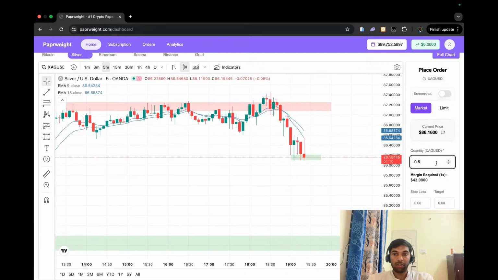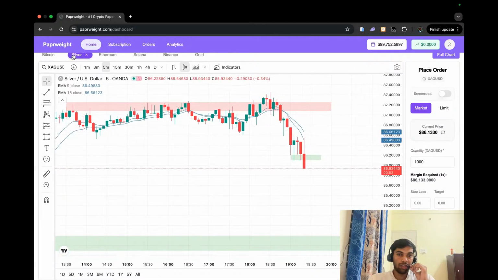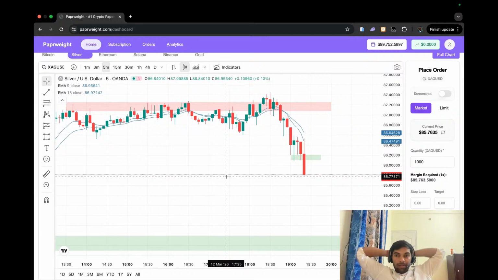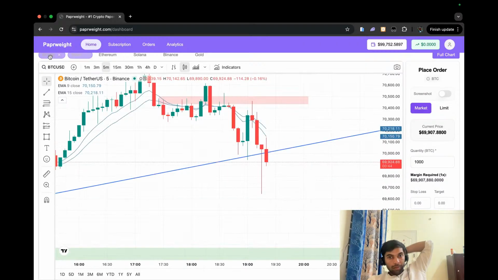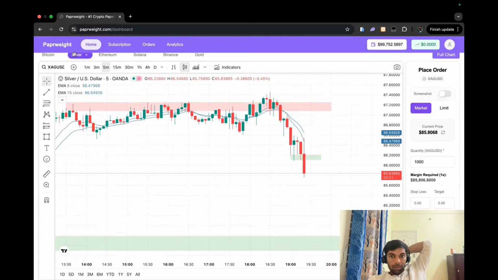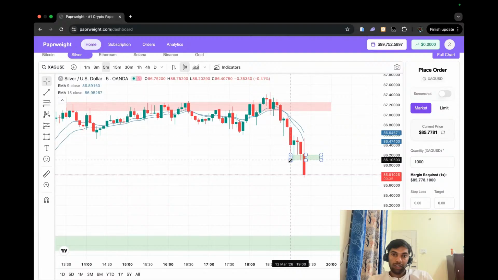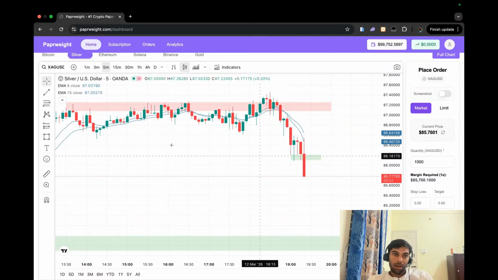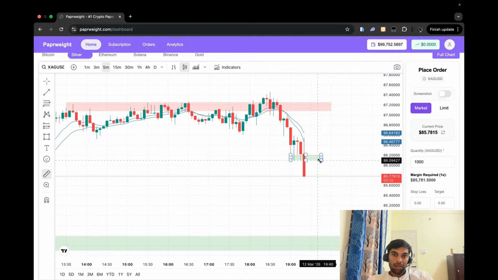Silver is also giving us a good vibe. Bitcoin too. So just wait for 50 more seconds. Okay, market already moved a lot. Should have jumped here, somewhere here. Should have jumped.